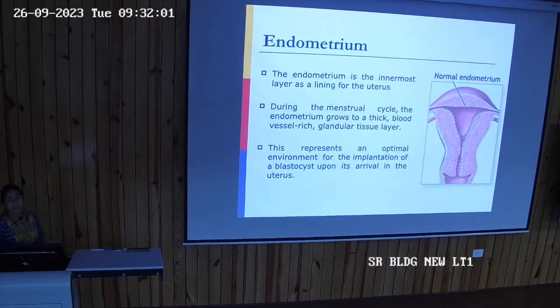And when does it occur? There are different phases of the menstrual cycle: proliferative phase, secretory phase. So when do the glands become tortuous? In the proliferative or in the secretory phase? Proliferative.